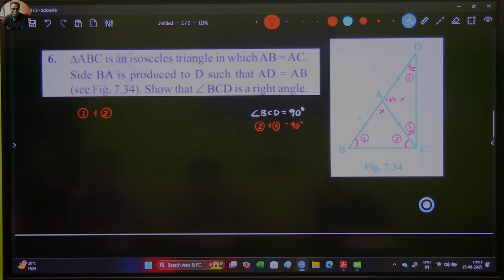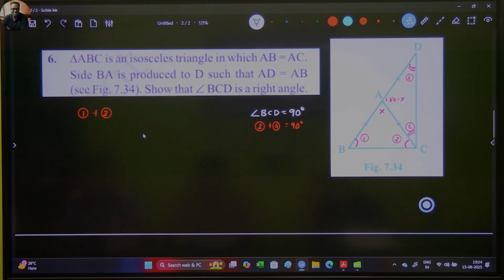Agreed? क्या हो गया तेगबीर? सर ये डाउट है सर. क्या डाउट है? सर आपने वहाँ पे लिखा है कि 2 + 4 = 90. हाँ 2 और ये 4 है ना, यही तो प्रूफ करना है ना. एंगल BCD is 90. BCD is what? 2 + 4 ना. ठीक है ना, समझ में आया तो.